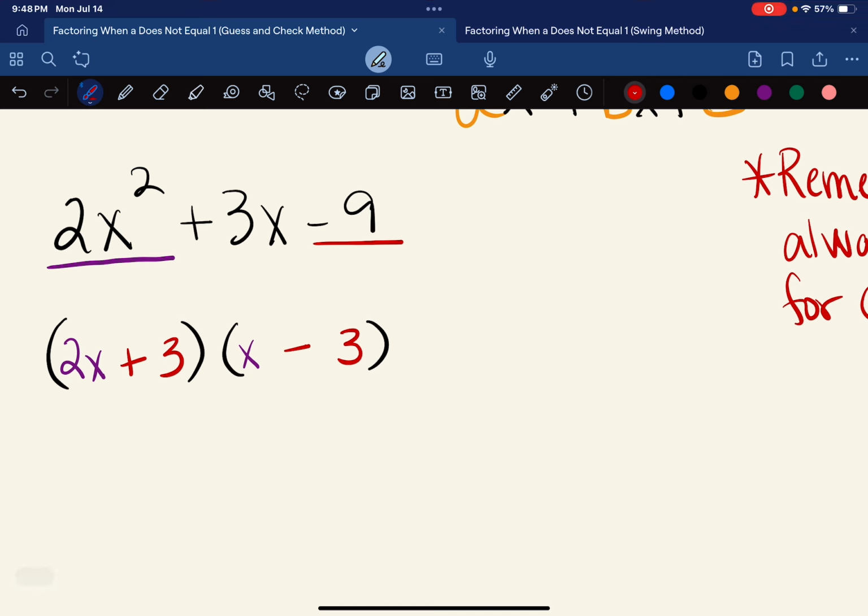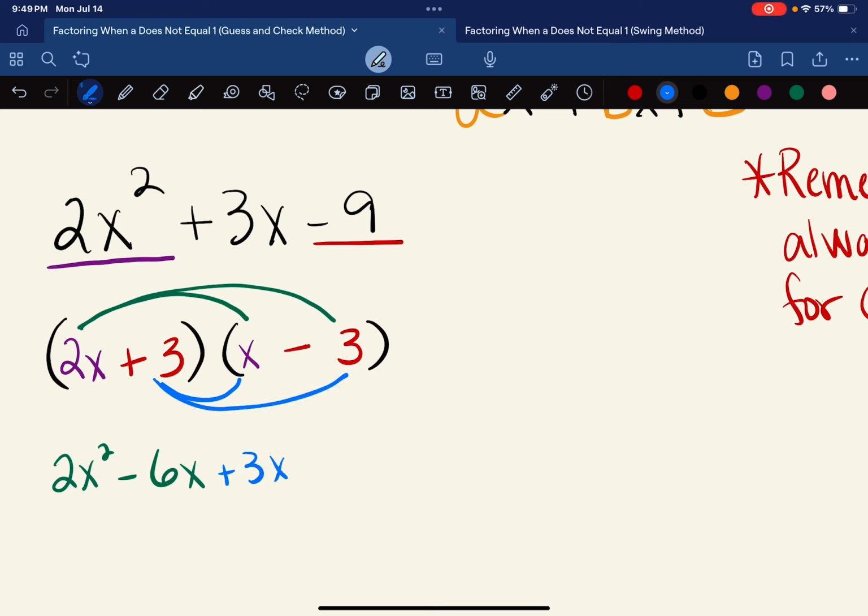Now let's check our work. We have to double distribute, so 2x times x gives us our 2x squared. And then 2x times this minus 3 gives us a minus 6x. All right, now let's distribute our positive 3. So 3 times x gives us a plus 3x. And 3 times the minus 3 gives us a minus 9. Well, I can see that my first term and my last term are correct. They match what we originally started with.